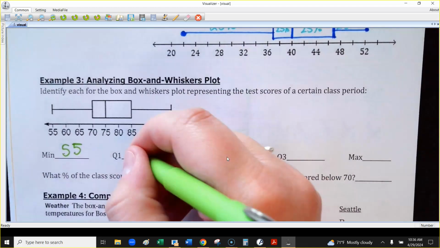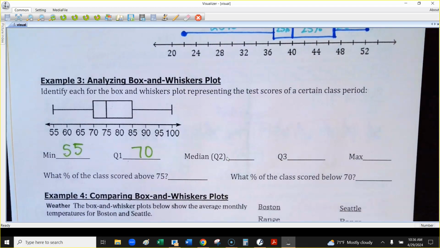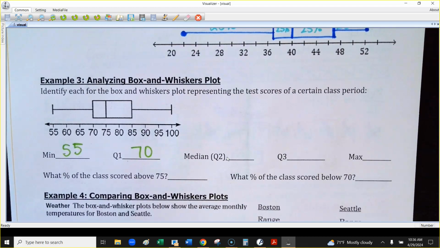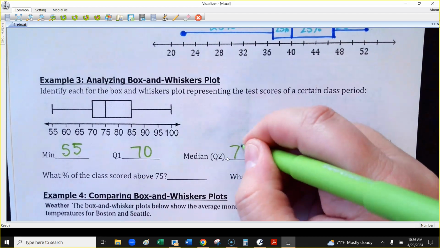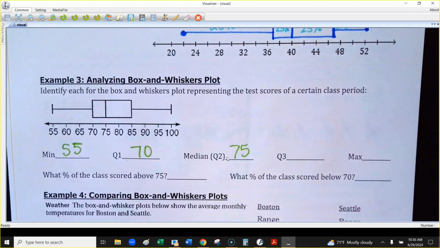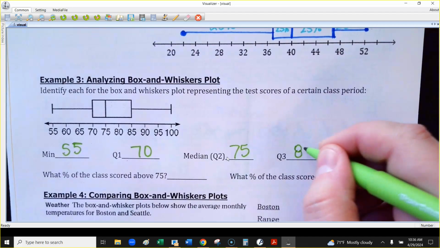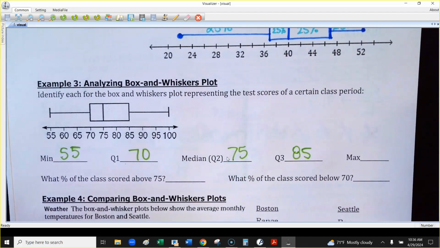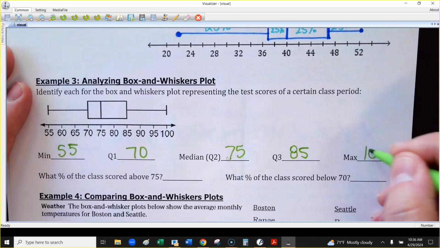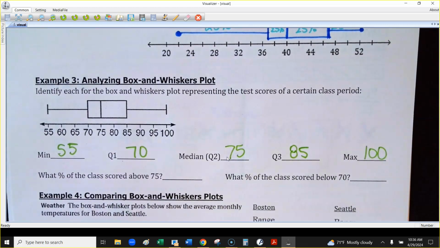70. What would you tell me for the median or the second quartile? 75. What would you tell me for the third quartile? 85. And then what was the highest score somebody got on this test? 100%. All right, now you don't have to write this. I'm just going to write it on mine so you can see it.